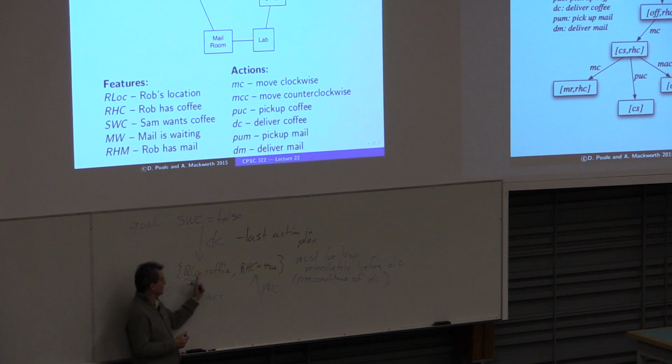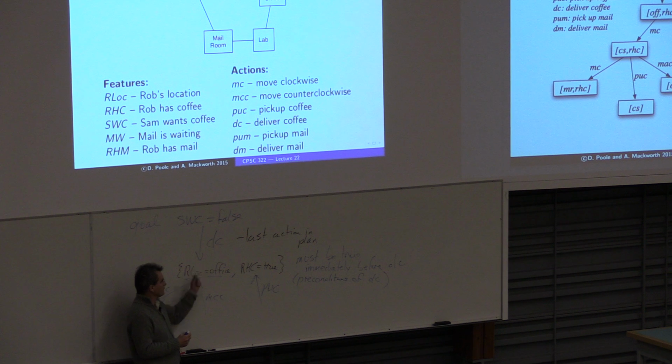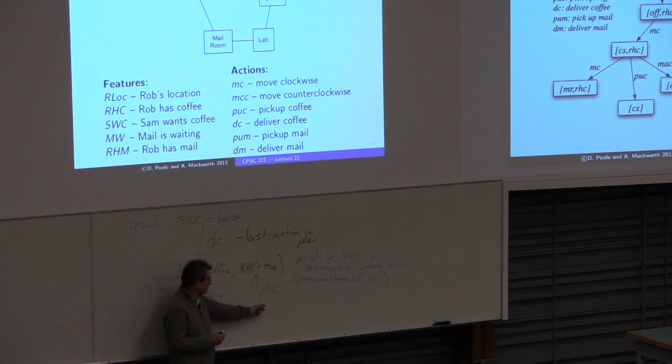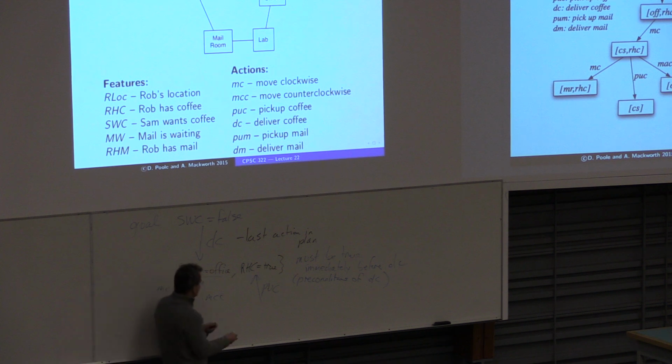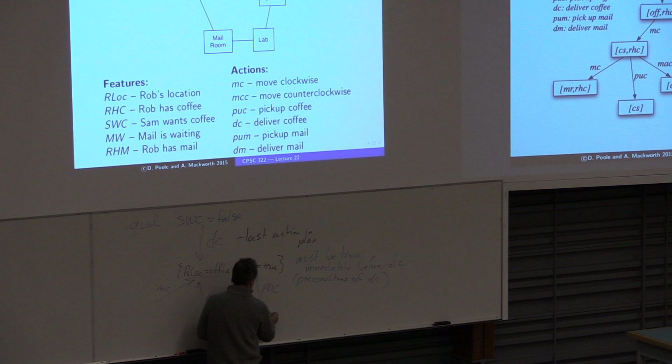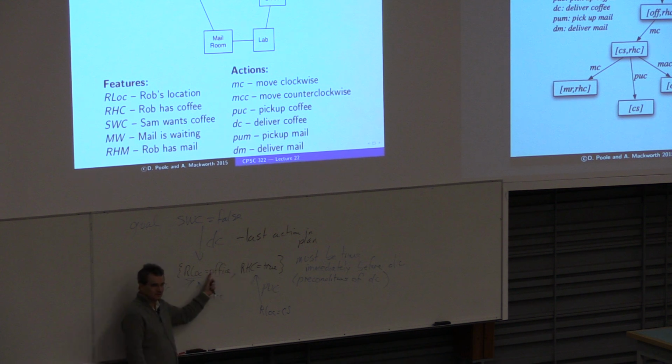The only things that achieve robot location is office are to move clockwise from somewhere, move counterclockwise from somewhere, or it can achieve robot has coffee. What about this node here? What about down here? What has to be true here? Yeah, the location has to be the coffee shop. But if the location is the coffee shop and you pick up coffee, is this true? No, right?